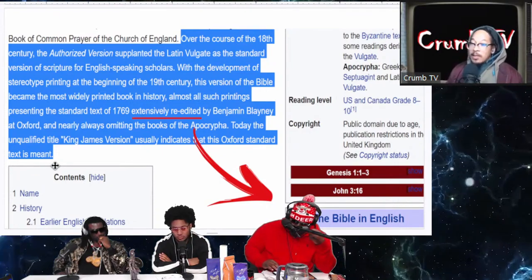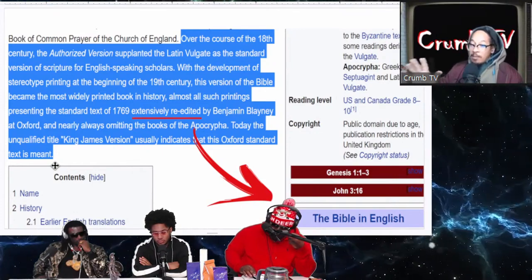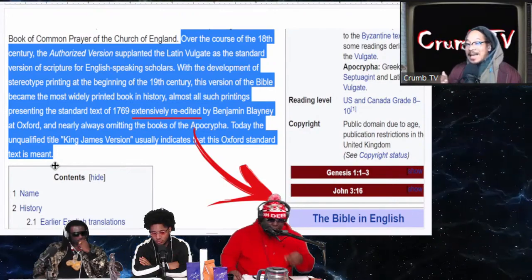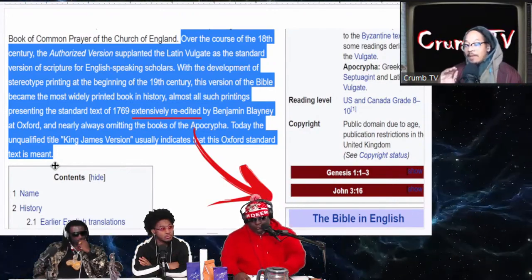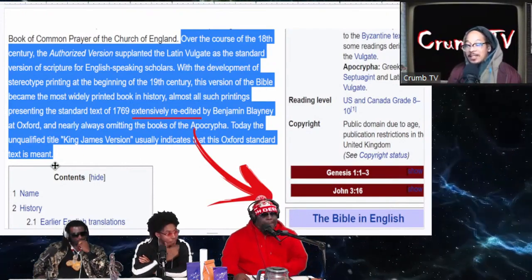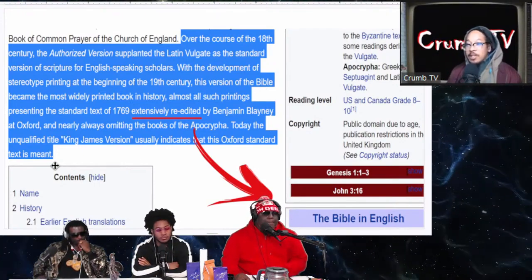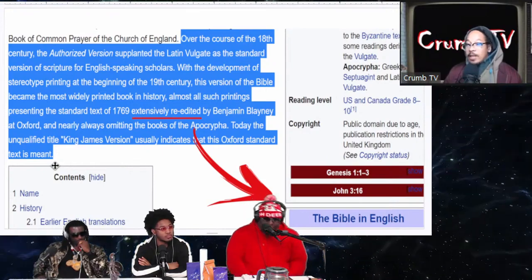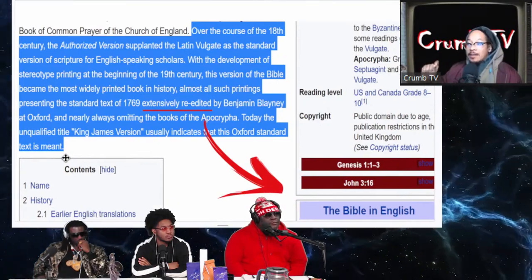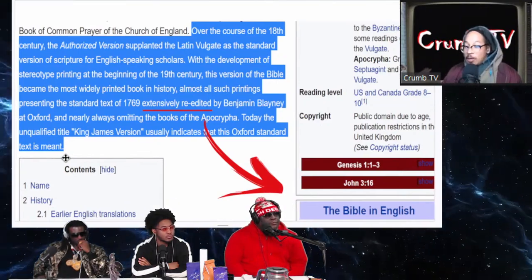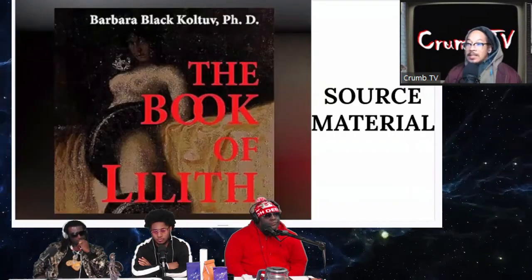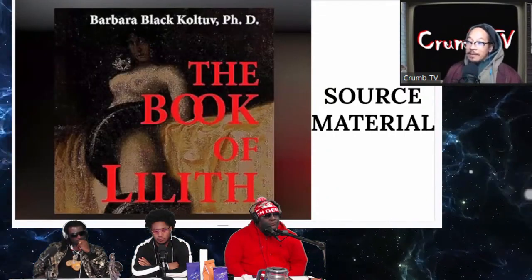So, to whom it may concern, you say, hey, Crumb, I know you got your tinfoil hat on, and so forth, but this is not too far off. Everybody knows the Bible we have is the 2nd, 3rd, 4th, 5th, 9th edition, new different versions. And that original one in 1611, there was no letter J. It included the Apocrypha, and so on and so forth. So the Bible we have now does not include the book of Lilith.